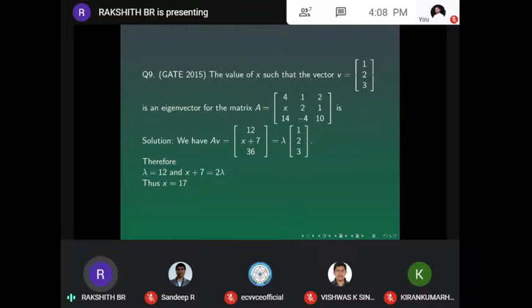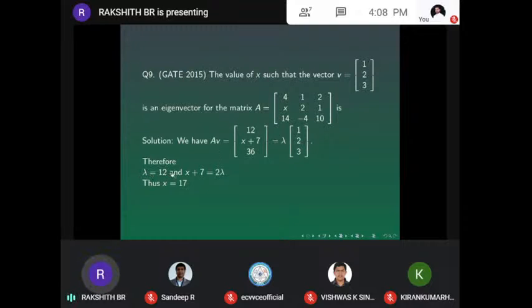So if you make use of this definition, you get this matrix equation. From this matrix equation, you understand that the corresponding entries must be one and the same. So here the entry 12 must be equal to lambda times 1, and x plus 7 must be equal to 2 times lambda.